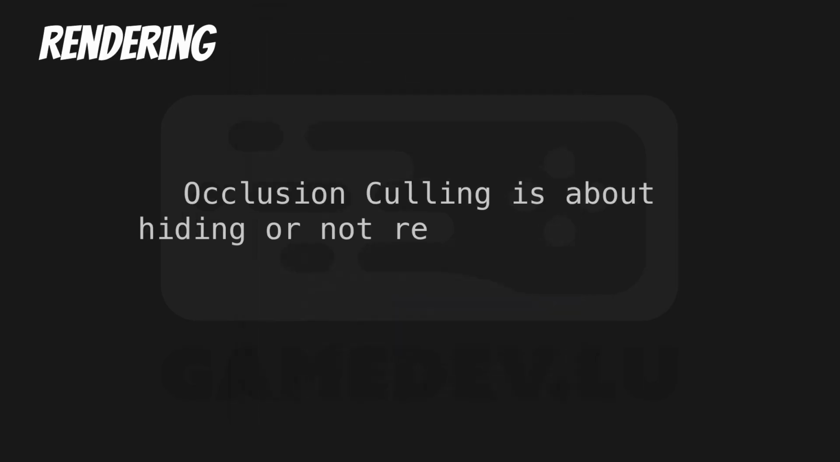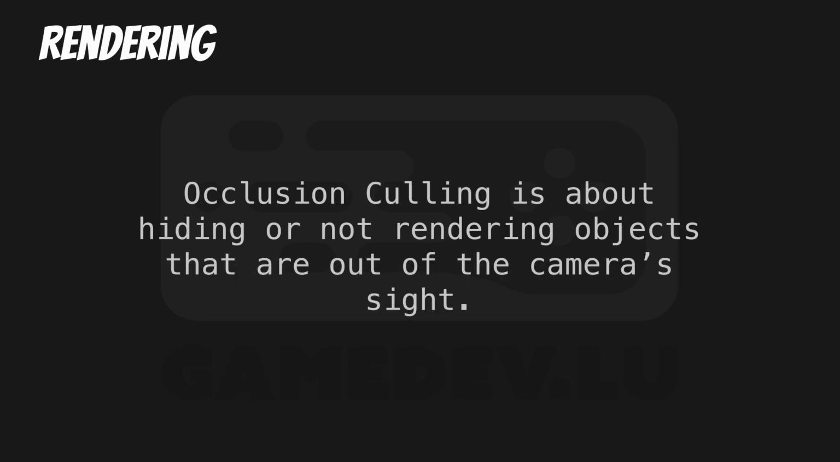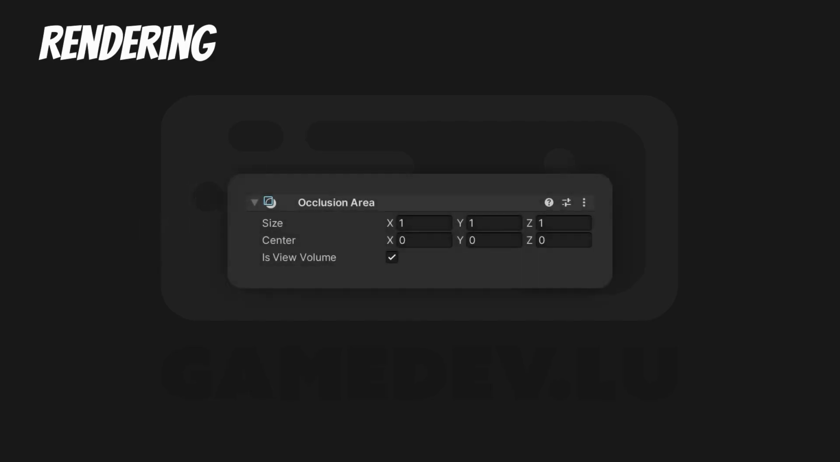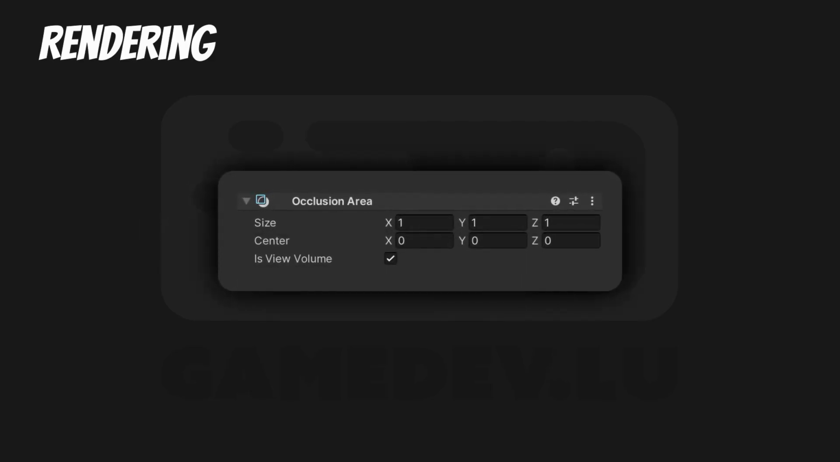Occlusion culling is about hiding objects that will 100% not be seen on camera. Occlusion area. Usually occlusion culling is pretty rough. If you know your camera will be in a certain area at runtime, you can define an occlusion area and this will increase the precision of the occlusion culling at this place.